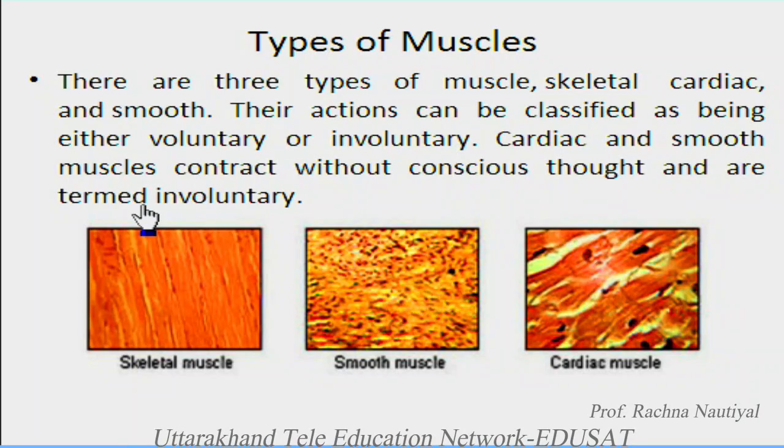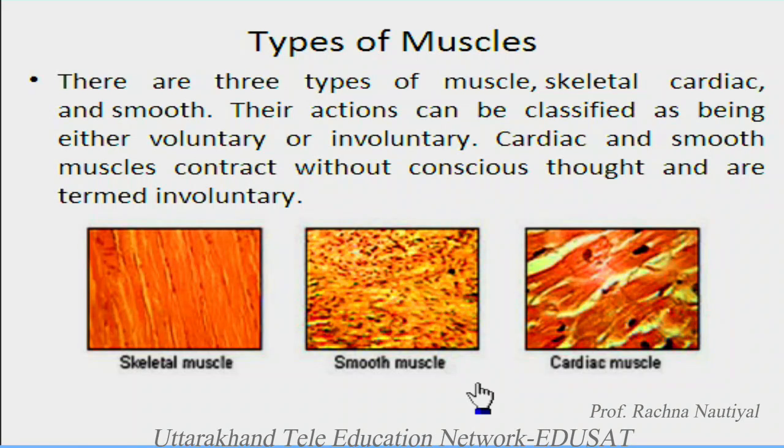That is a voluntary movement, and when it is not in our conscious state, or when it is not in our control, then there are some movements in our body that are involuntary movements. So the actions can be classified as being either voluntary or involuntary. Cardiac and smooth muscles contract without conscious thought and are termed involuntary, while skeletal muscle movements come under the category of voluntary movements. So these are the different photographs of the different kinds of muscles.